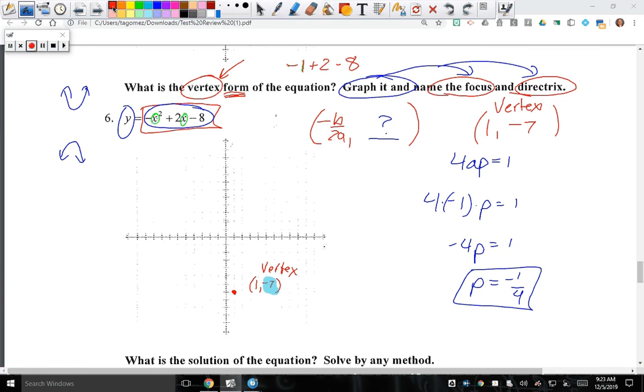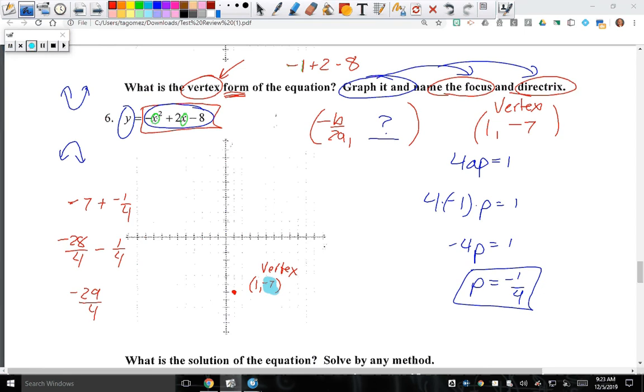So I have a negative 7 right now that I'm going to add more negative to by adding a negative 1/4. Okay, so let's get a common denominator. Multiply this 7 by 4 over 4, which is a form of 1. And adding a negative is the same as just subtracting. So that my y value becomes negative 29 over 4. That is my y value of my focus.